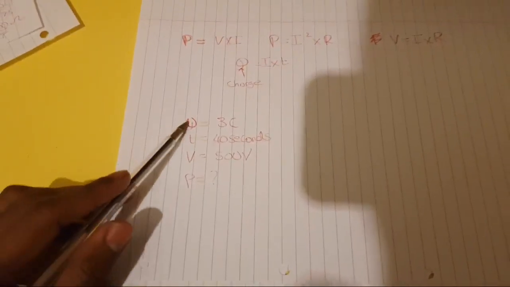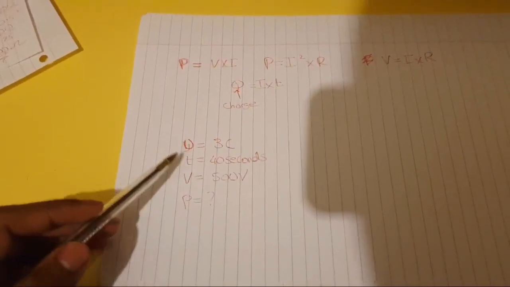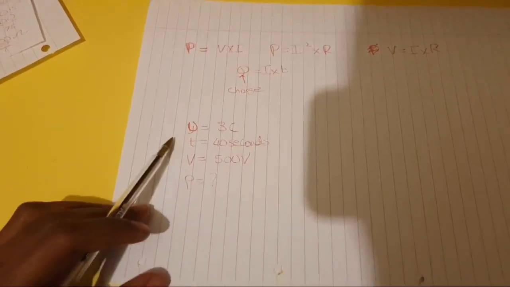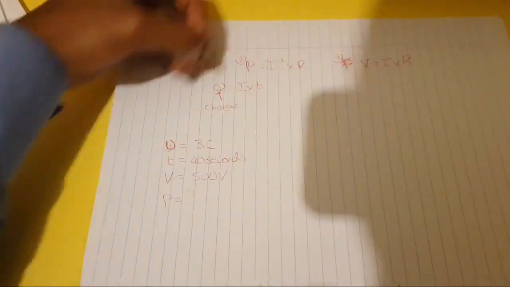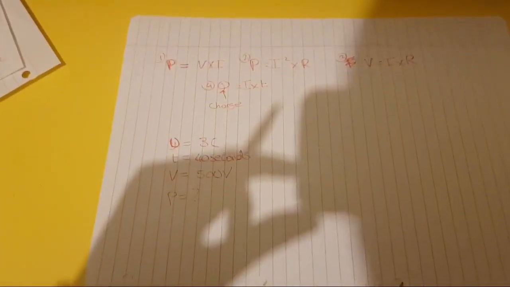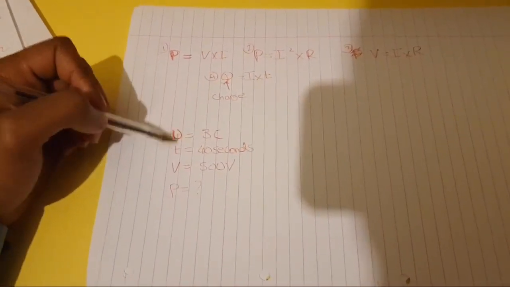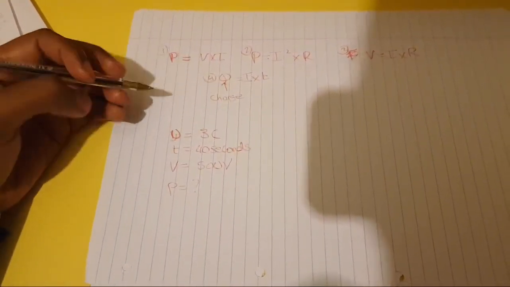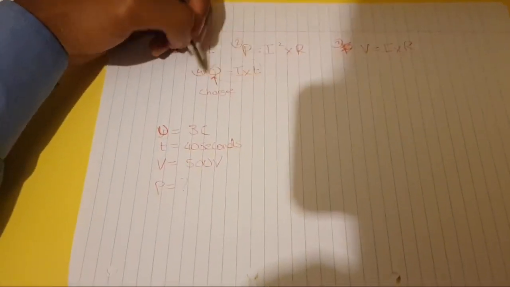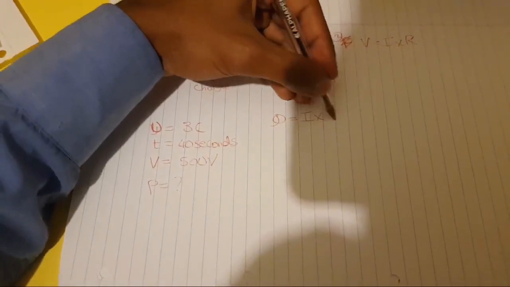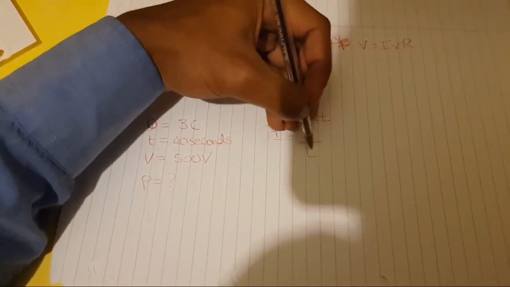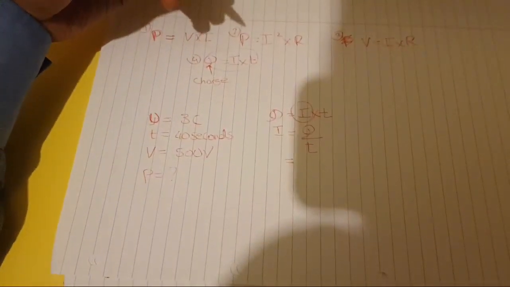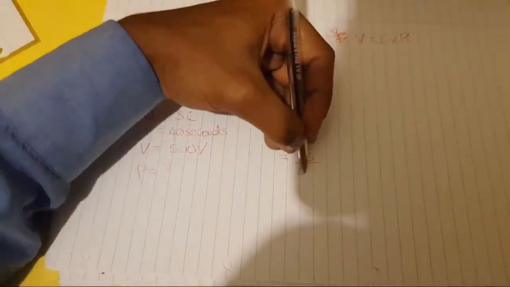So once again, you have Q, you have T, you have V, and you're trying to look for P. So out of all these formulas, if you got formula 1, 2, 3, and 4, which one of them? Well, you have to use more than one anyway. So let's start off with the first formula because you have both Q and T, so you can find I. So we rearrange this formula because we are trying to look for I. If Q is equal to IT, and we're trying to look for I, therefore I has to be Q divided by T. So if you do Q divided by T, that gives you 3 divided by 40.